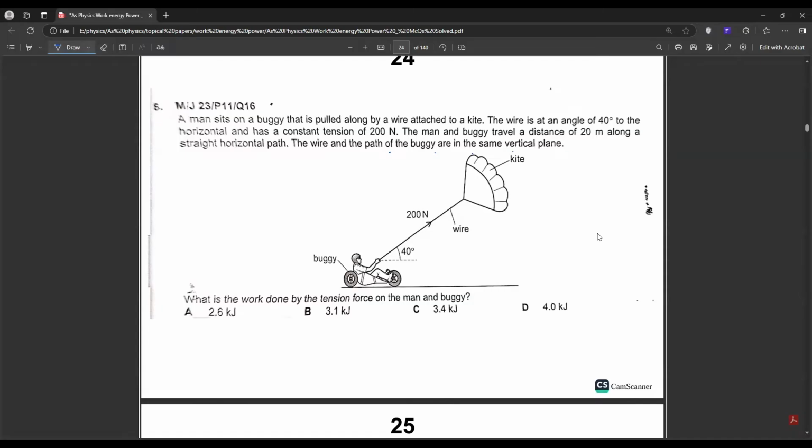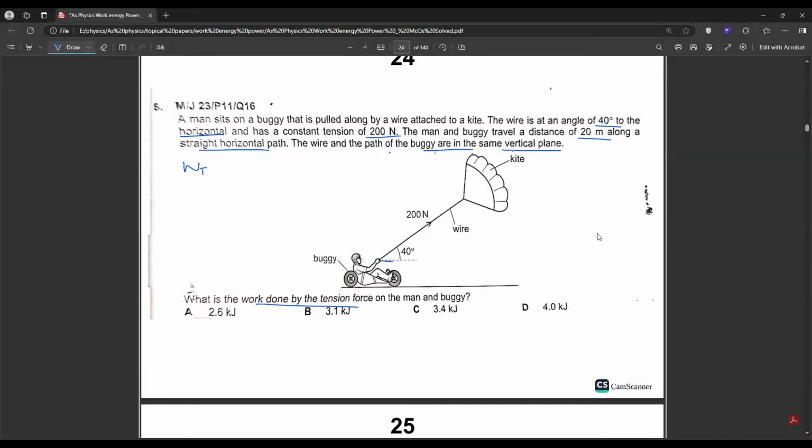A man sits on a buggy that is pulled along by a wire attached to a kite. The wire is at an angle of 40 degrees to the horizontal and has a constant tension of 200 Newton. The man and buggy travel a distance of 20 meters along a straight horizontal path, and the wire and the path of the buggy are in the same vertical plane. What is the work done by the tension? We have to calculate work done by the tension.